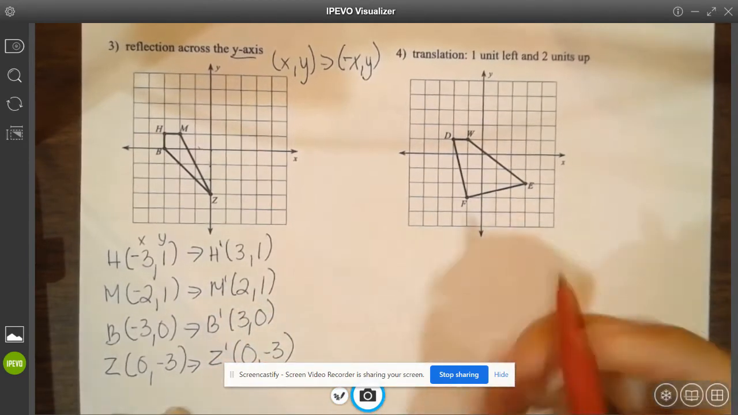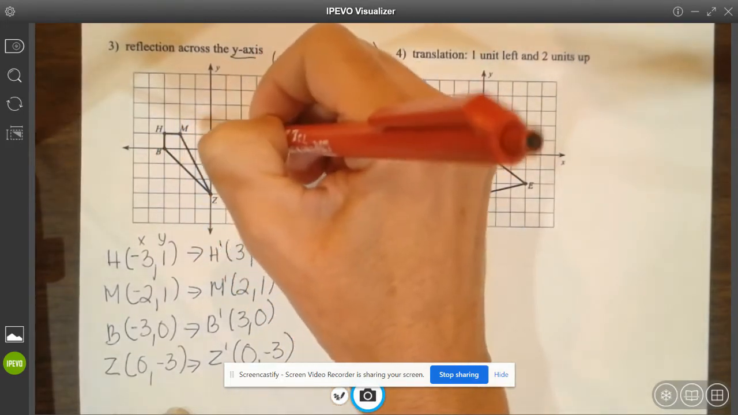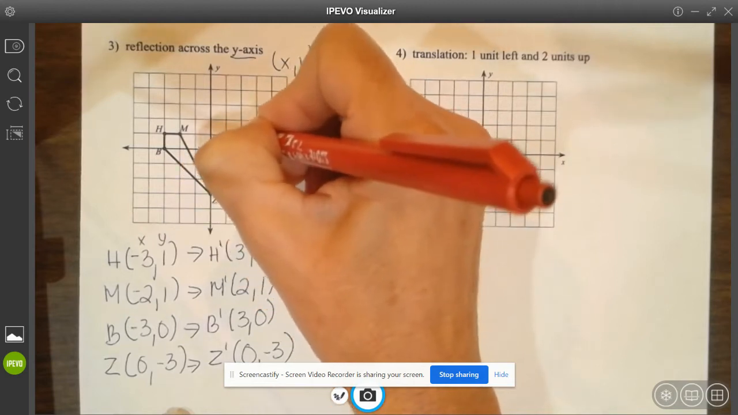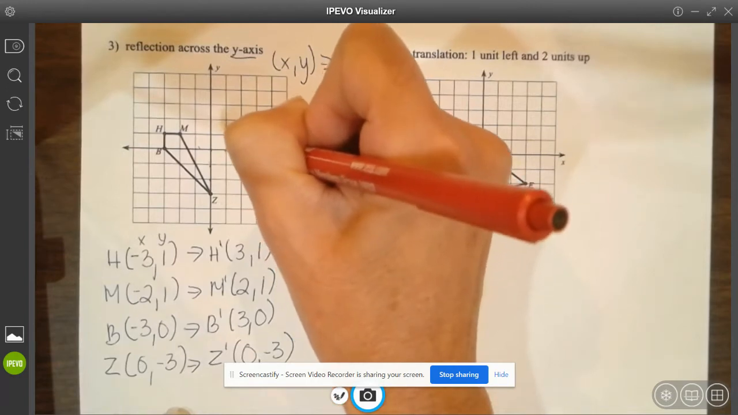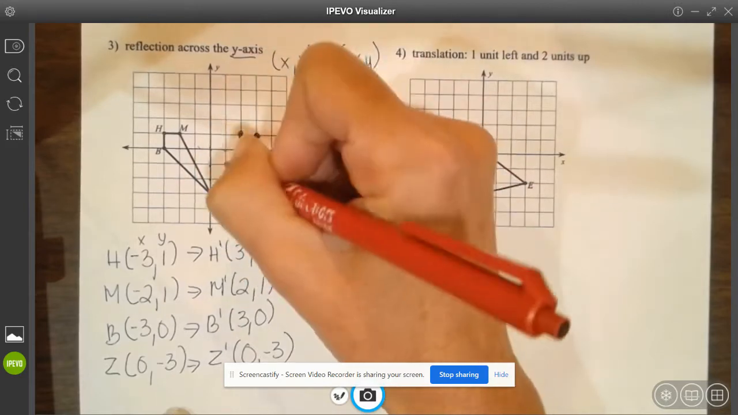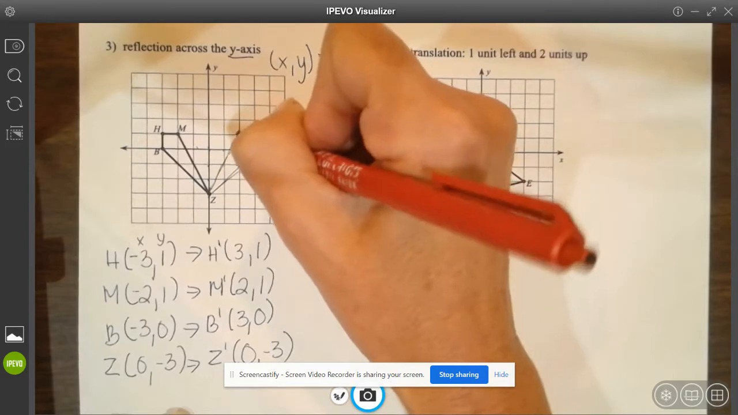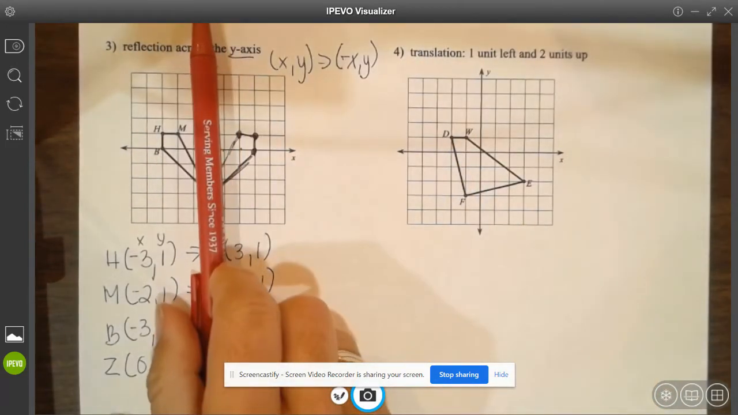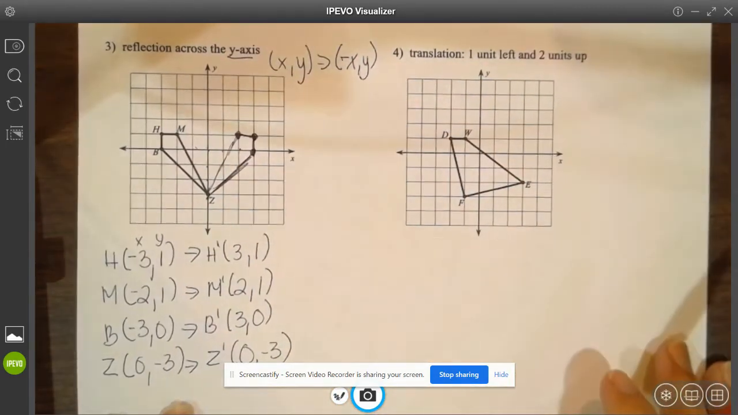All right, so let's graph that. 1, 2, 3, 1 up. 1, 2, 1 up. 3, 1, 2, 3, 0 right here, and then 0, negative 3, which is the same point, right? So then it would be kind of like that. And that is my figure about my x-axis. I'm sorry, my y-axis. My y-axis is the mirror line.